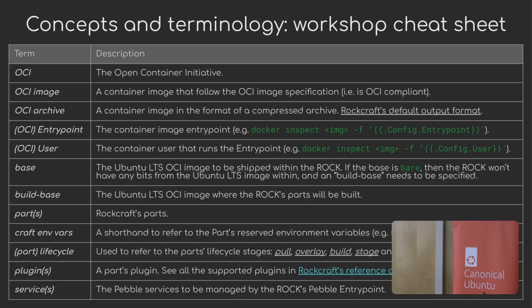But just very quickly, OCI archive is an OCI image, but as the tarball. It's what I was saying before. It's the actual raw format of a container image, right? All container images are tarballs, and OCI archive is the tarball. It's just a different format, okay? The OCI entry point is the actual image entry point, the OCI field that states what should be started when your container starts. And the OCI user is the user running that entry point.